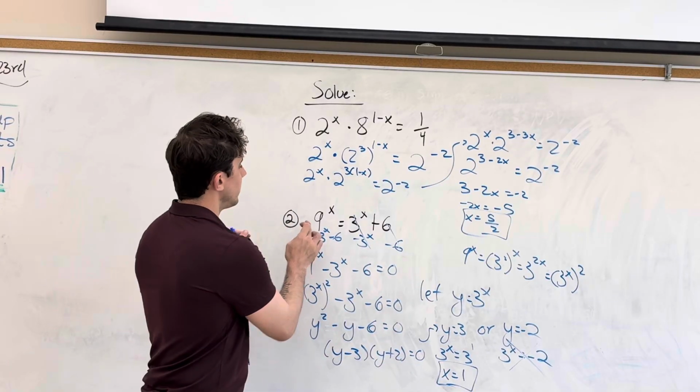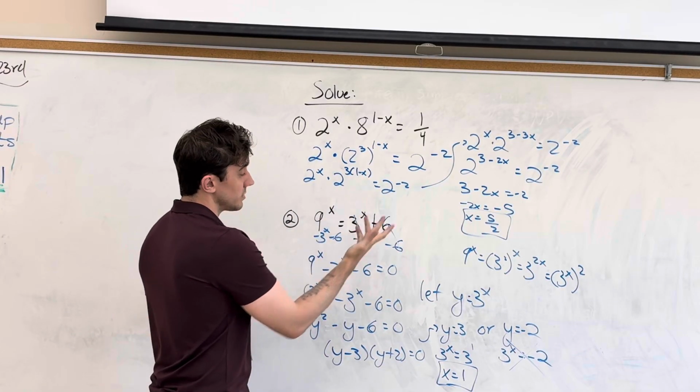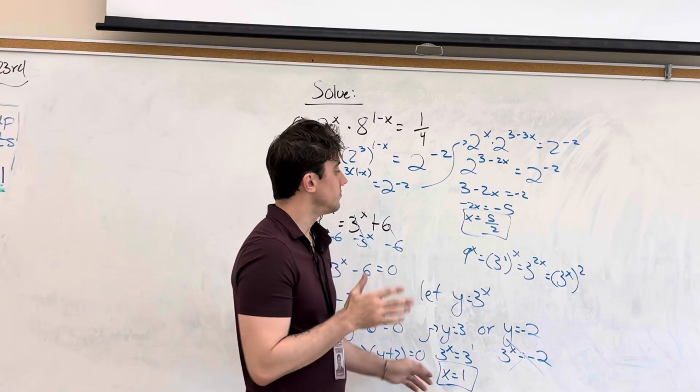We can check that. 9 to the 1 is equal to 3 to the 1 plus 6. 9 is equal to 9. That obviously works out. And so there you have it.